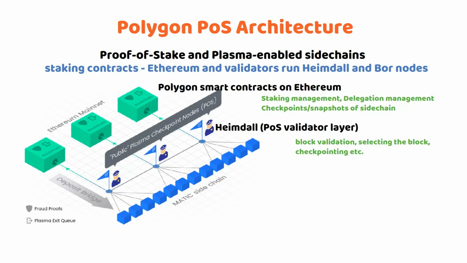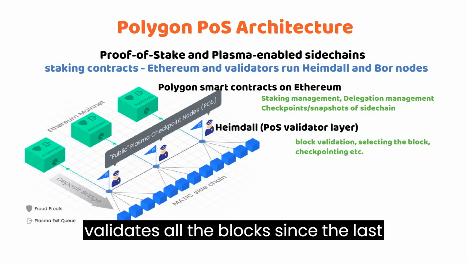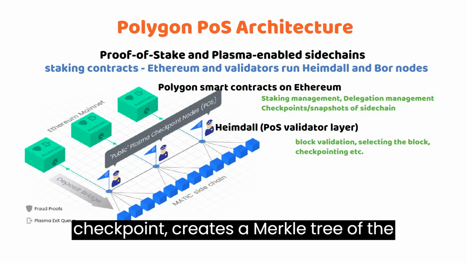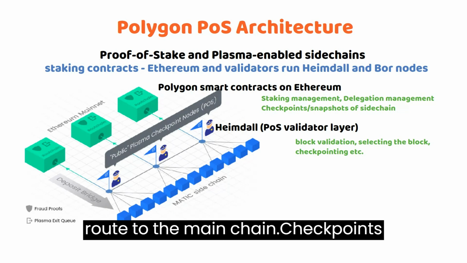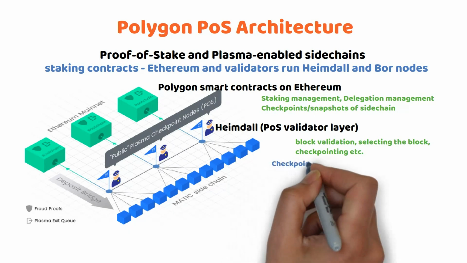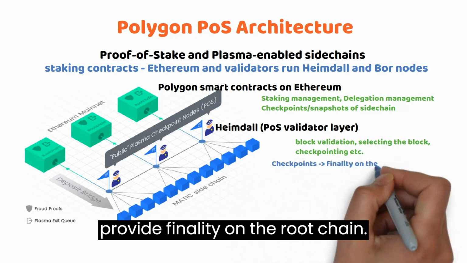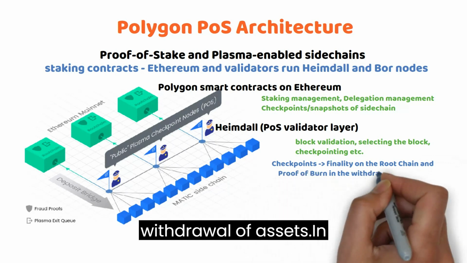For every few blocks on Bohr, a validator, on the Heimdall layer, validates all the blocks since the last checkpoint, creates a Merkle tree of the block hashes, and publishes the Merkle root to the main chain. Checkpoints are crucial for two reasons. They provide finality on the root chain. They provide proof of burn in the withdrawal of assets.